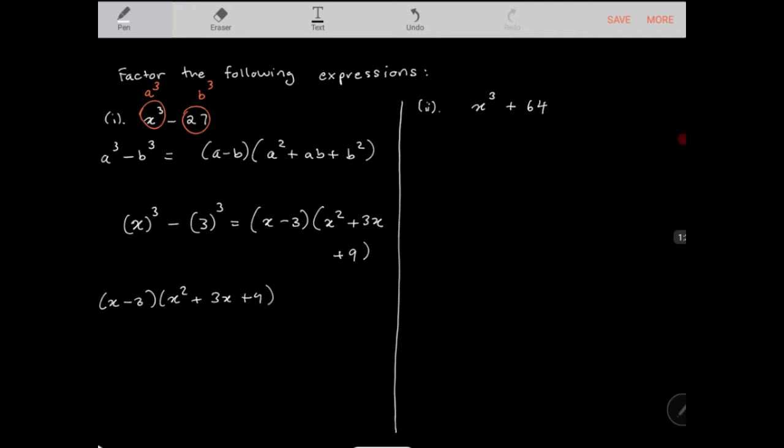So I'm going to take a look at example 2, and this is basically the sum of cubes, right? So in the first case we looked at the difference of cubes. Now if we're looking at the sum of cubes, it's in the form of a cubed plus b cubed, right? And the way you can factor this out, you write a plus b times a squared minus ab plus b squared, okay?